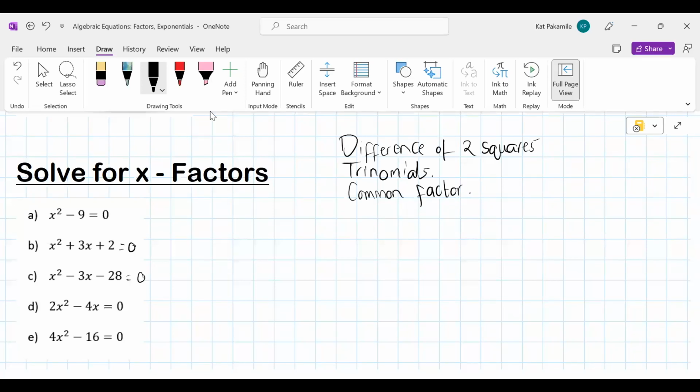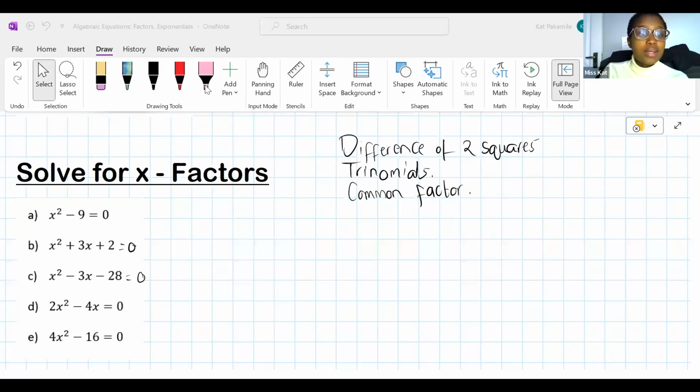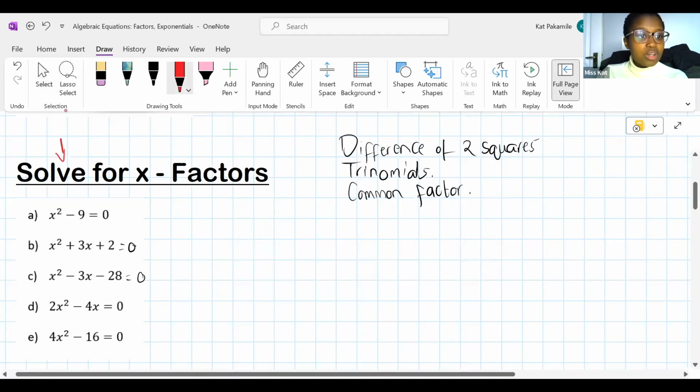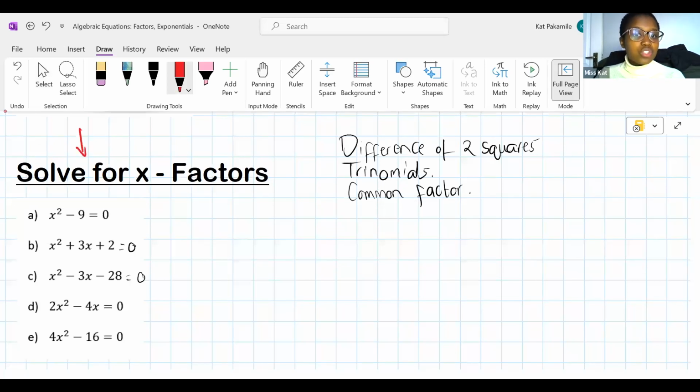Now, for all of you who didn't remember, take a screenshot and drill it in your brain today, all right? Because when you're in a test, we don't tell you that you need to do difference of two squares or trinomials or common factors. It's up to you to identify that. All they're going to say is what I have up here: solve for x. They won't even tell you that you're using factors. They're just going to say, solve for the following equations, good luck, bye. It's up to you to remember how to do each of them.